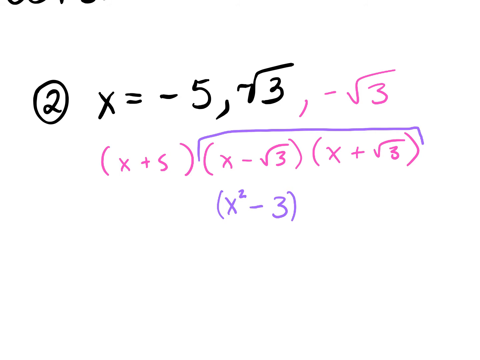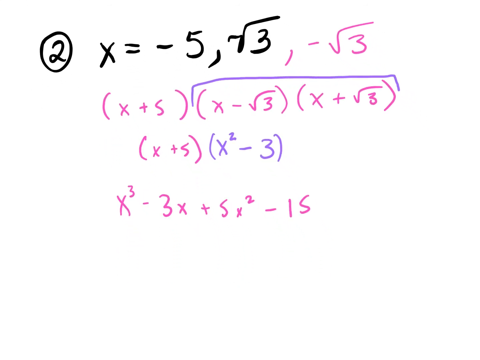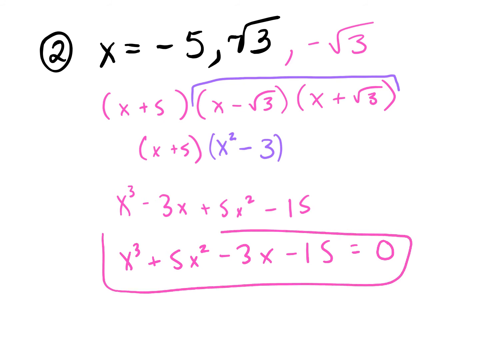All right, next I'm going to multiply the x plus 5 in there with it. So here I just have to FOIL. So the first ones would be x times x squared, which is x cubed. Then the outsides, minus 3x. The insides, plus 5x squared. The lasts would be minus 15. Do I have any like terms? Nope, but I need to write it in standard form, so it'll be x cubed plus 5x squared minus 3x minus 15 equals 0.